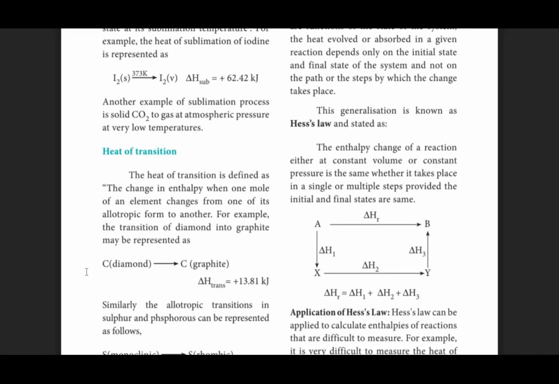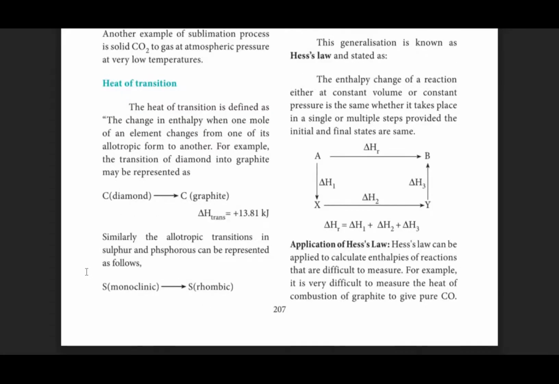For example, A is converted to X. It may be directly converted from A to X. Otherwise, first A is converted to B and B is converted to Y, and again this X is converted to Y. Like that, it may take place in 3 steps also. So, the delta H reaction is equal to delta H1 plus delta H2 plus delta H3. And its application: Hess's law can be applied to calculate the enthalpies of the reactions that are difficult to measure.